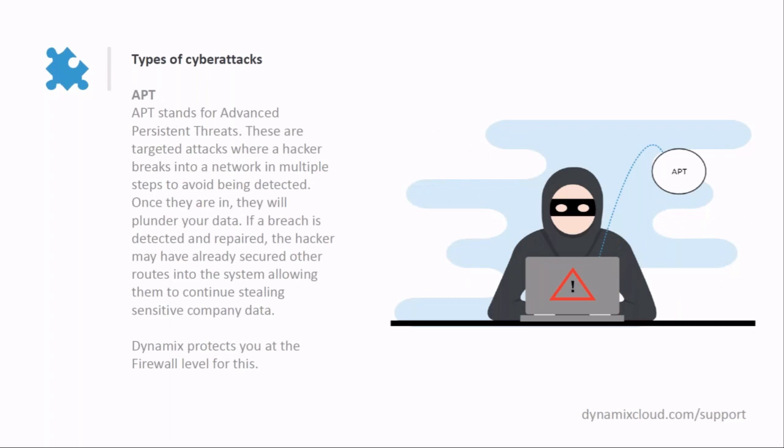For the first one we want to talk about, the APT, which stands for Advanced Persistent Threats. These are targeted attacks where a hacker breaks into a network in multiple steps to avoid being detected. Once they are in, they will plunder your data. If a breach is detected and repaired, the hacker may have already secured other routes into the system, allowing them to continue stealing sensitive company data.